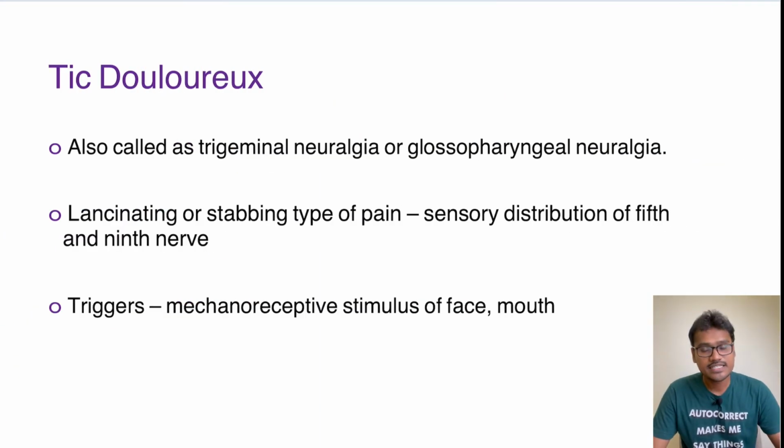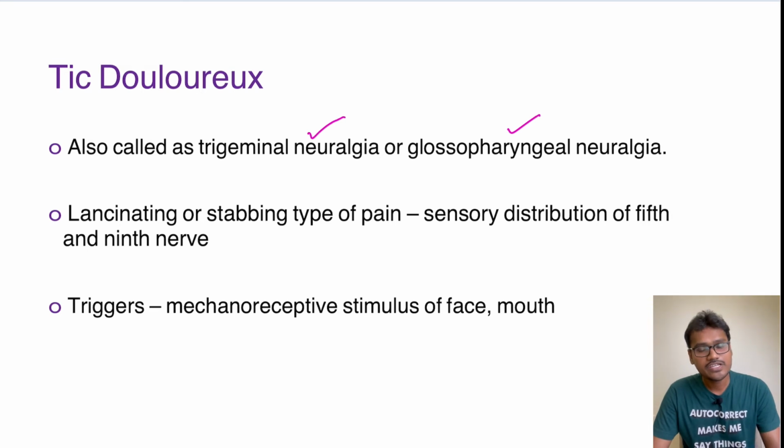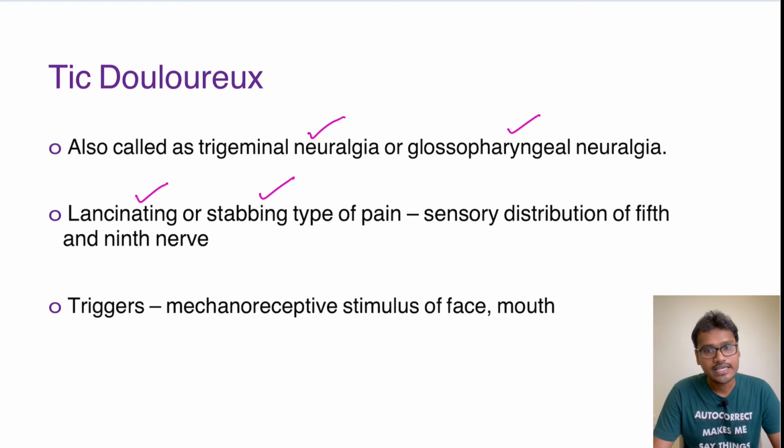So coming to the next topic, that is tic douloureux, also called trigeminal neuralgia or glossopharyngeal neuralgia. The innervation of these two nerves is defective, and even a simple stimulus like touch or food in the mouth can cause a severe pain. It is a very specific kind of pain, called lancinating or stabbing pain. This happens because of the defective innervation, which creates severe pain in these patients.